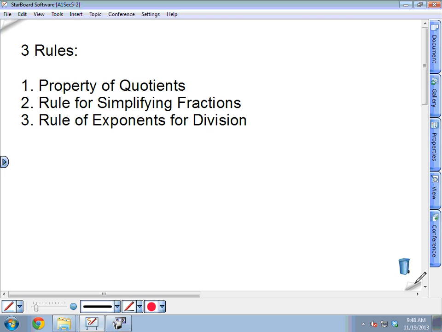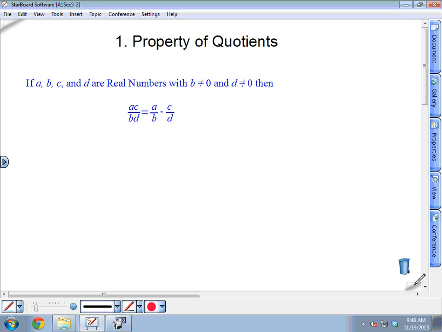And I want to have time to do some properties. But we have 3 rules. Okay? All right, they're on your paper: the property of quotients, the rule for simplifying fractions, and the rule of exponents for division. 3 rules. They're right here on your paper, so don't worry about trying to get them off the projector. Okay? So if we look at these, I'm going to try to unpack these for you to show you how they really work. Let's talk about the property of quotients first. First of all, the word quotients implies division. Okay?